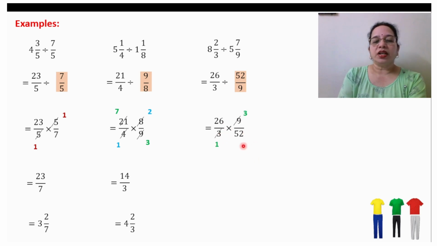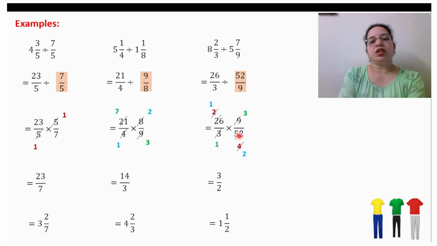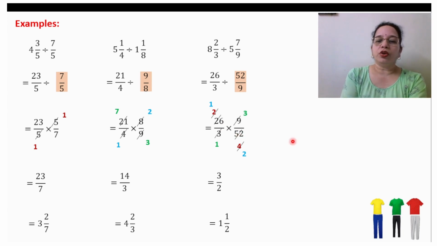Now 26 and 52 is also divisible by 13, or if you have any confusion, first you can cut by 13. 13 twos are 26, okay, 3 by... and now you can cut by 2. 2 ones are 2, 2 twos are 4, so 3 by 2. Again your numerator is greater, convert into mixed fraction. This 26 and 52 is divisible by 26 also, so this is your choice. How do you want to cut this?